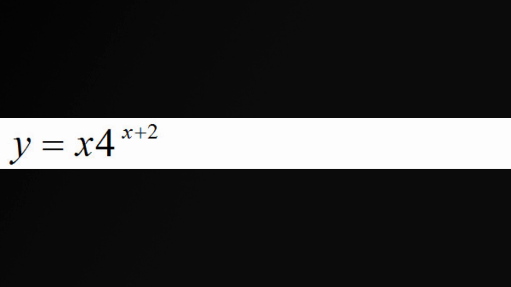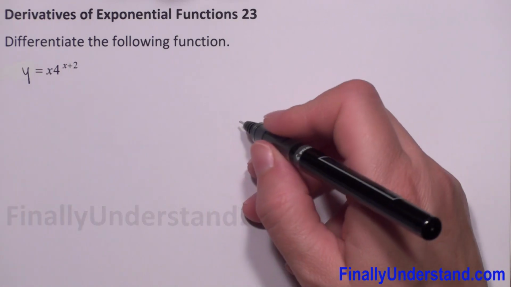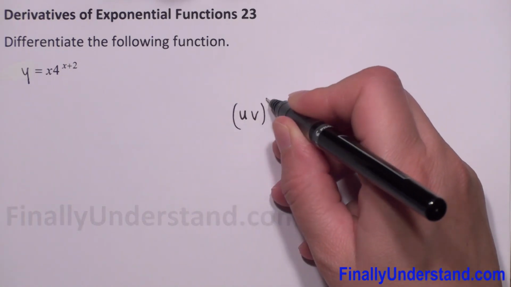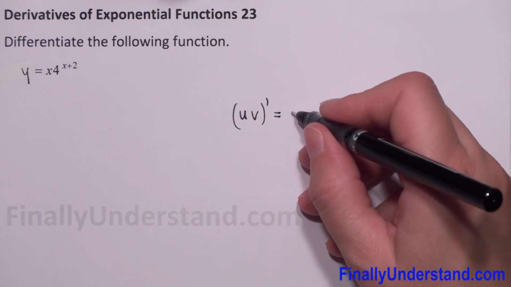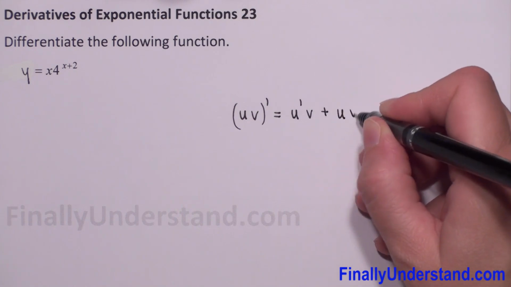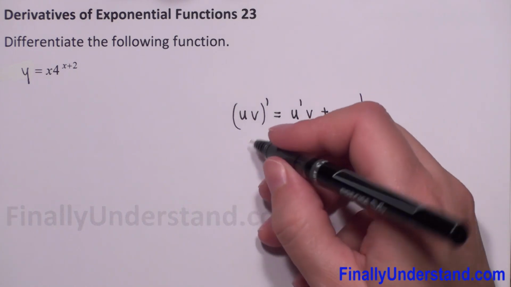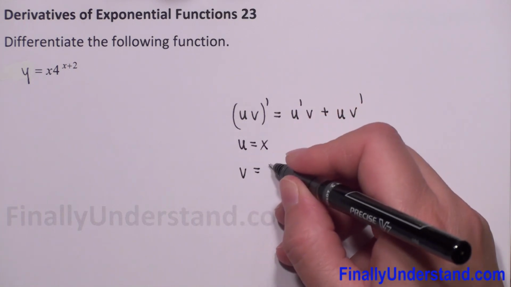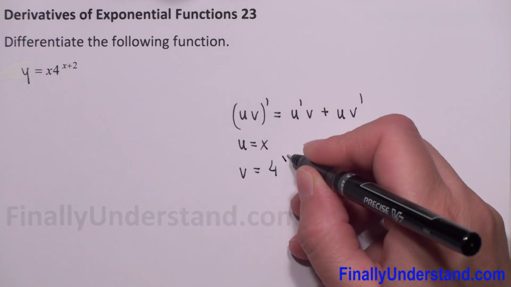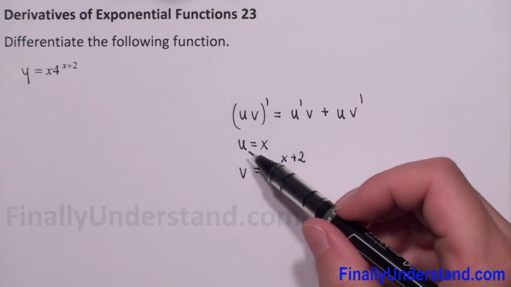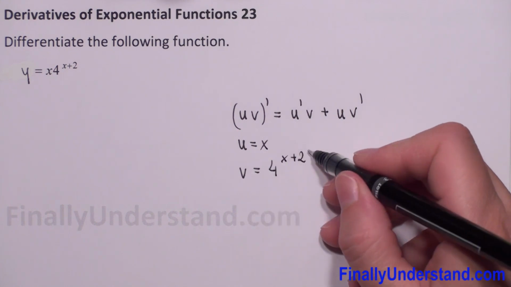To differentiate our function, we have to use the product rule. Let me remind you, when we have u times v, the derivative is equal to u prime times v plus u times v prime. In our case, u is equal to x, and v is equal to 4 to the power x plus 2. So now we have to find the derivative of u and v with respect to x.